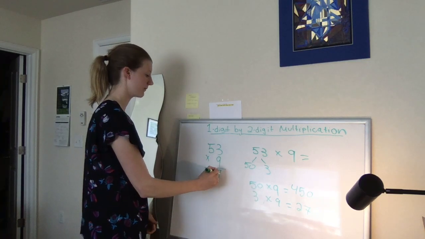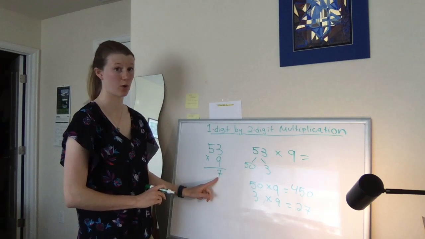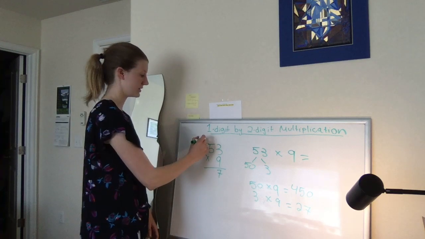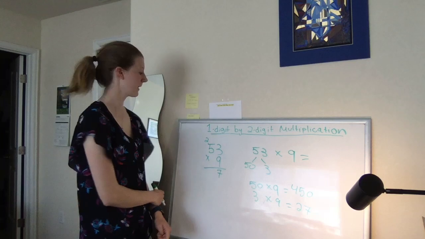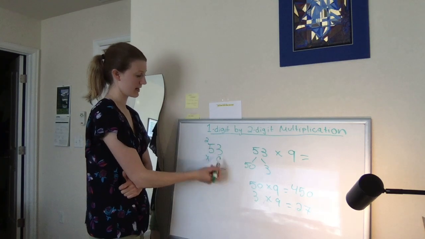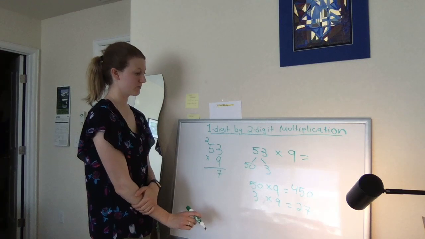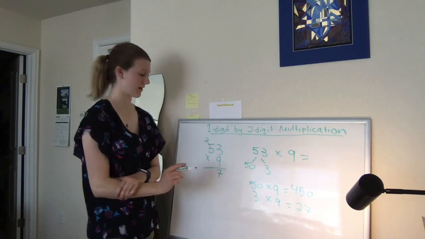Now we've got a problem. 27 doesn't fit in the ones place. So just like when we're adding, we need to carry the 2 to the tens place, because 2 actually stands for 20. Now we're going to do the next step, which is 5 times 9, going across like this. And 5 times 9 is 450. Well, 50 times 9 is 450. 5 times 9 is 45.